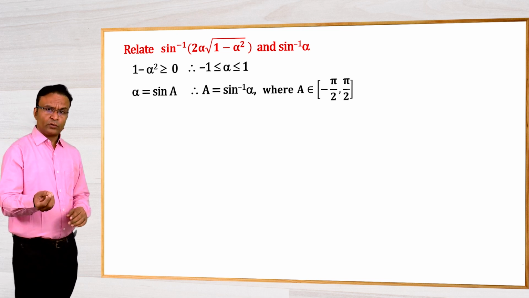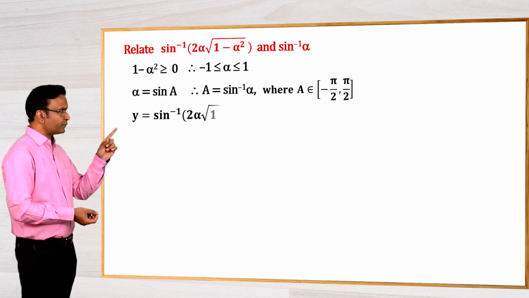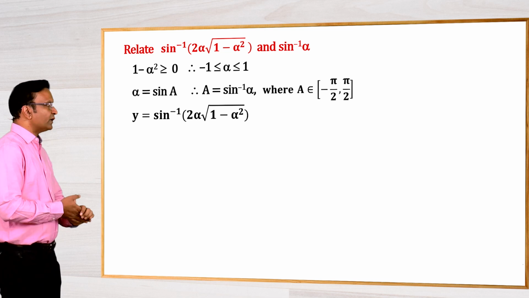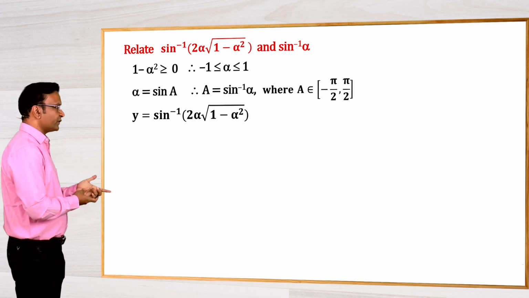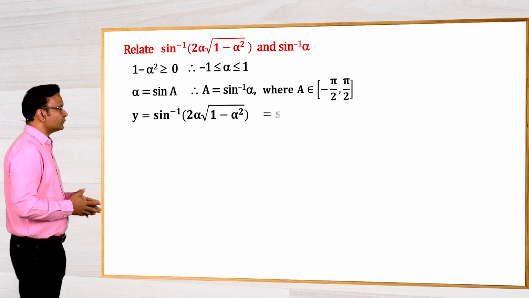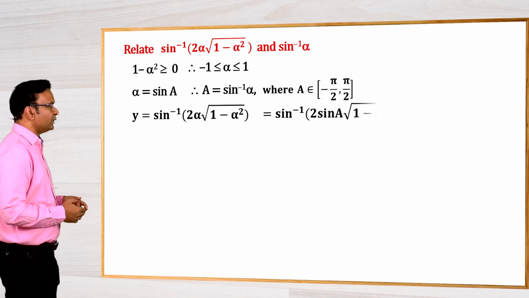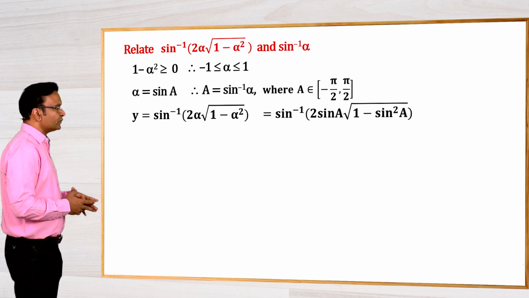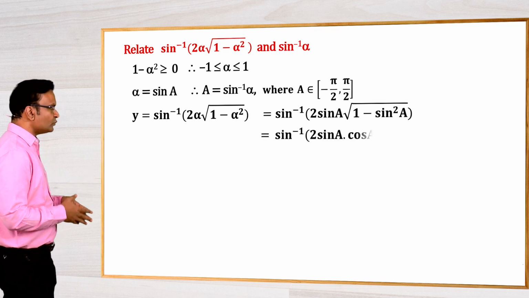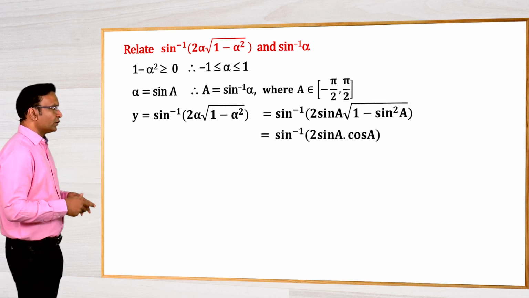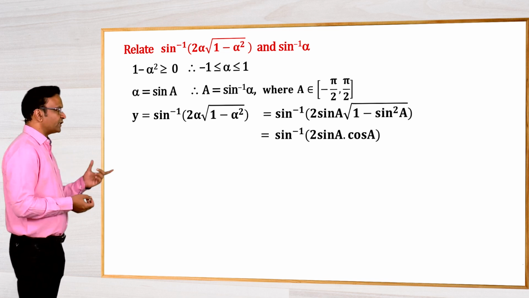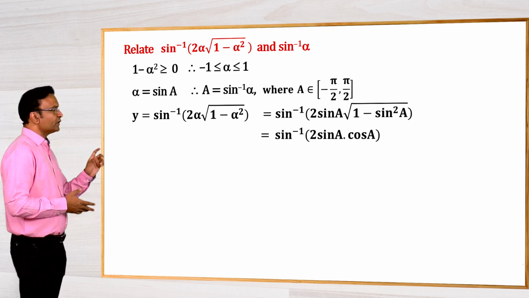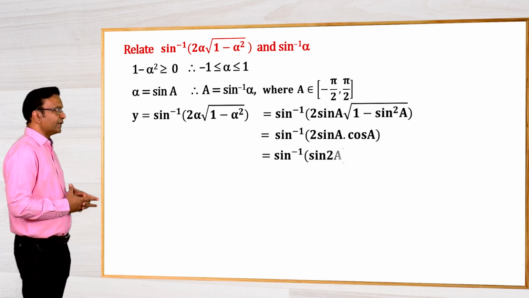Let's put this value of alpha in the expression sin inverse 2 alpha square root of 1 minus alpha square. So we have this equal to sin inverse 2 sin A square root of 1 minus sin square A. This is equal to sin inverse of 2 sin A cos A. 2 sin A cos A is equal to sin 2A. So we have sin inverse of sin 2A.